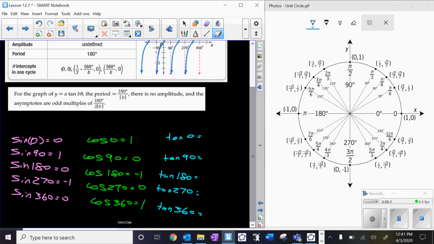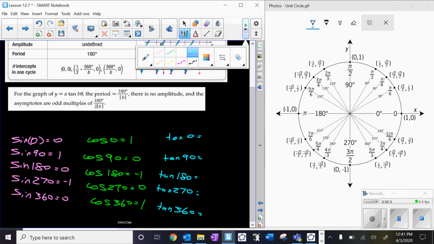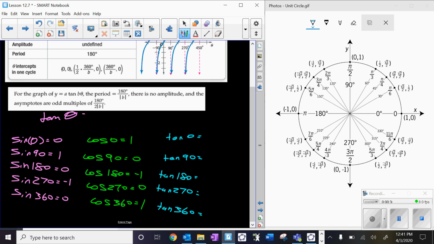But we actually come up with tangent by saying tangent of theta is equal to sine of theta over cosine of theta. You'll learn more about that next year. But for now, just understand that tangent of theta comes from taking sine of theta divided by cosine of theta. Remember, sine of theta was our y values, and cosine of theta was our x values.